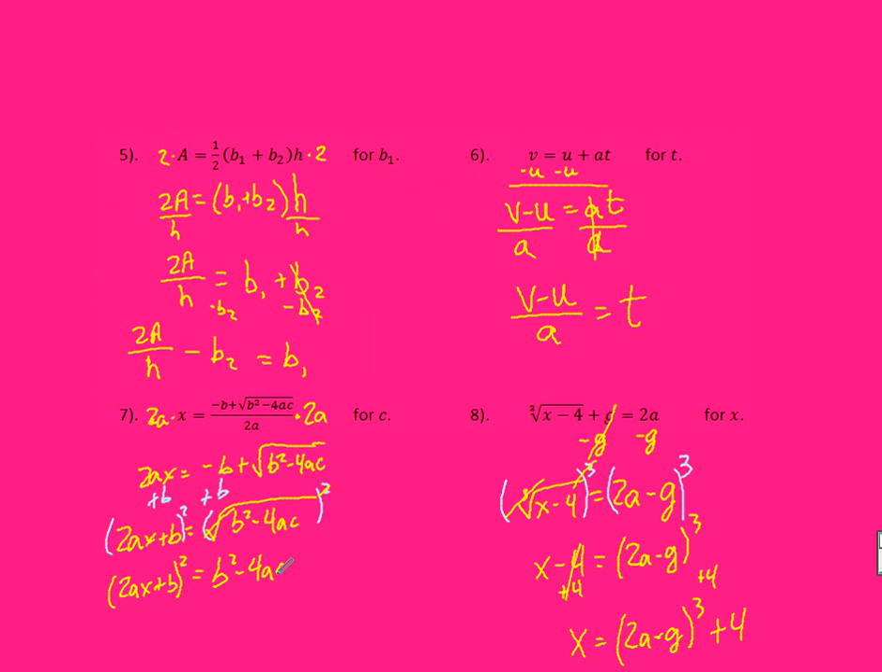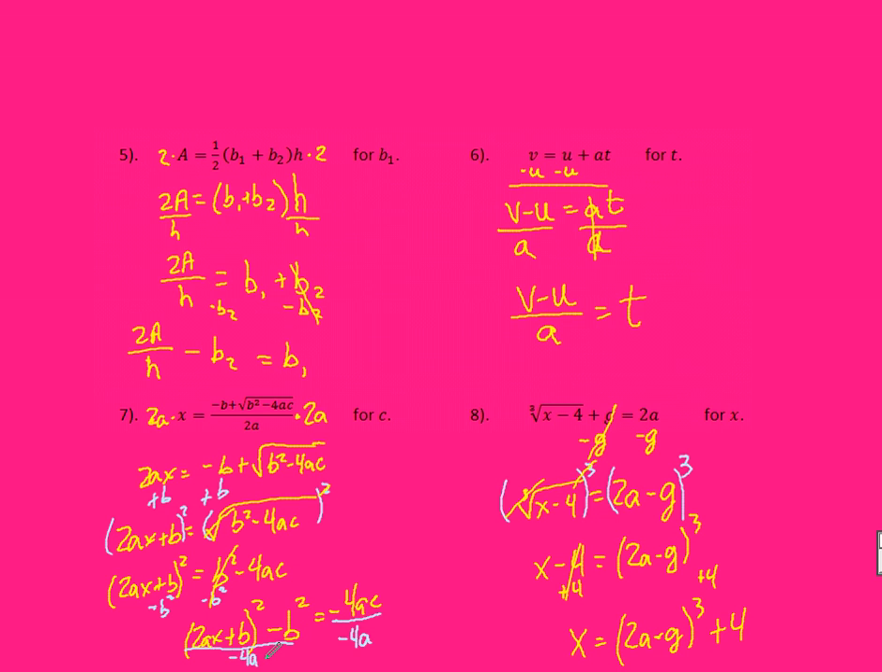minus 4ac. The 4ac is all attached, so I need to get rid of everything else on this side first, so I'll subtract b squared from both sides to begin. So when I subtract b squared, I'll be left with 2ax plus b, that whole thing squared, and I've taken away a b squared. And that equals negative 4ac, because that's all that's left. Now, my last step, I have c attached with a negative 4 and an a. To get rid of it, because it's all attached by multiplication, I need to divide both sides by the negative 4a.